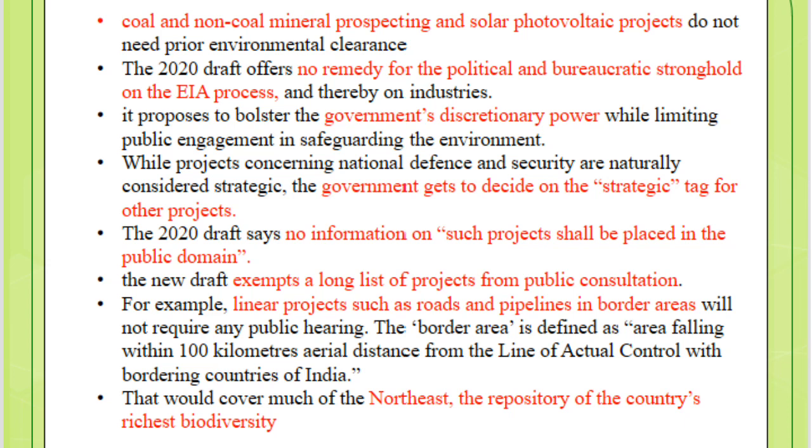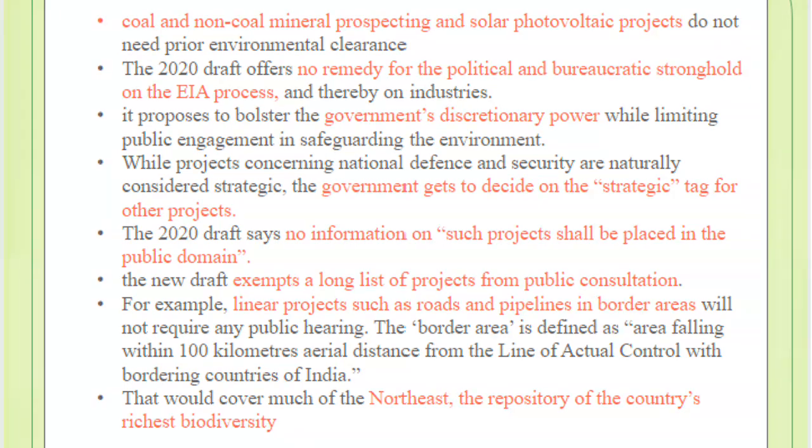The new draft exempts a long list of projects from public consultation. For example, linear projects such as roads and pipelines in border areas will not require any public hearing. The border area is defined as area falling within 100 kilometers aerial distance from the line of actual control with bordering countries of India. That could cover much of the northeast, the repository of the country's richest biodiversity.